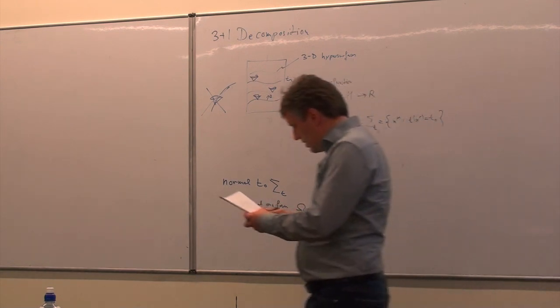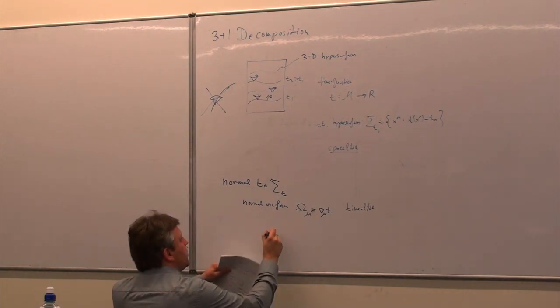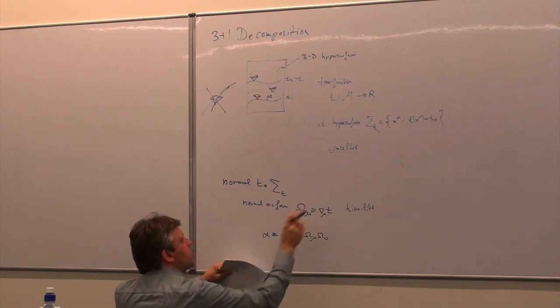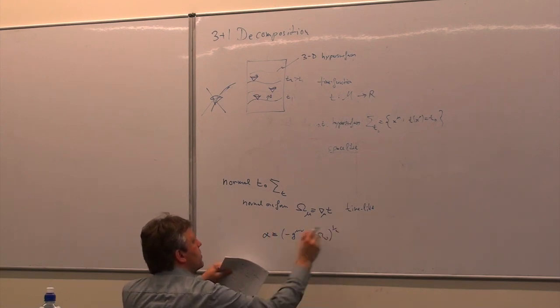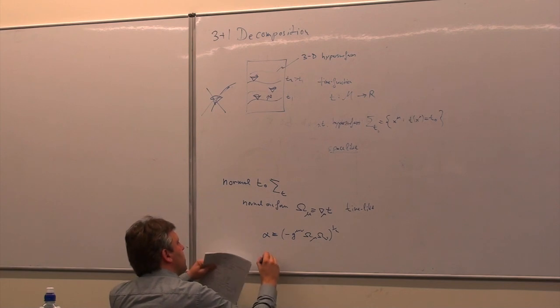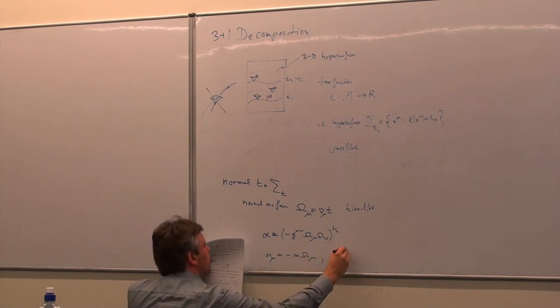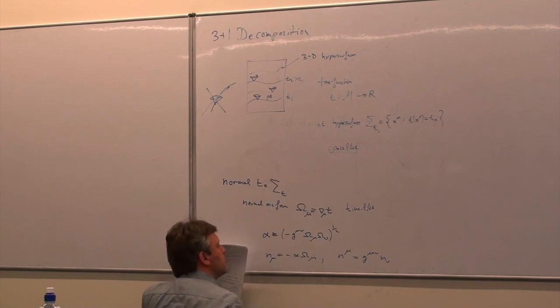And having that, we can now normalize the thing. We can define the function alpha as the norm of this omega: omega_nu, g^{mu nu}, omega_mu. Because this is time-like, there's an overall minus sign. And now let's take the square root of this thing. And now having this, we can write the normalized one-form as n_mu equals minus alpha omega_mu, and also the upper index n^mu equals g^{mu nu} n_nu.